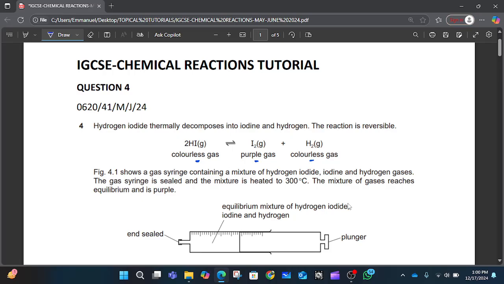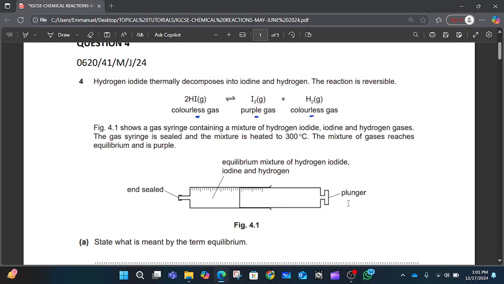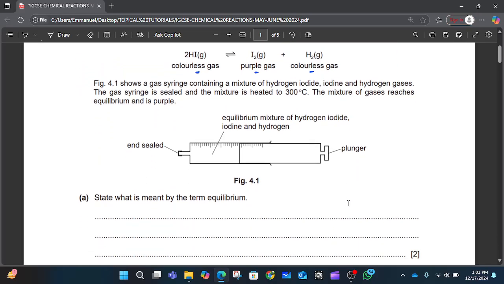Figure 4.1 shows a gas jar containing a mixture of hydrogen iodide, iodine, and hydrogen gases. The gas jar is sealed and the mixture is heated to 300 degrees Celsius. The mixture of gases reaches equilibrium and is purple. This is a diagram of the gas jar containing the mixture of gases.